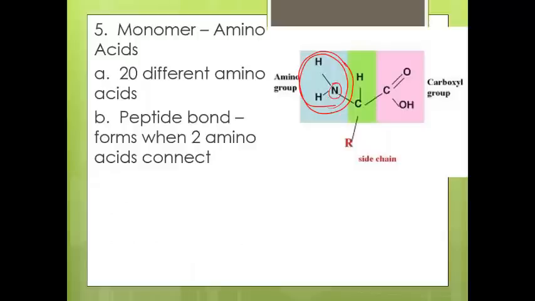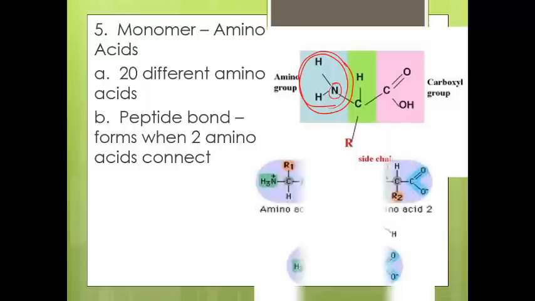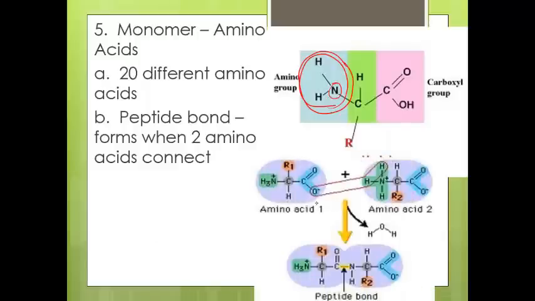Now, when two amino acids are going to connect together, they form what we call a peptide bond. And you can see dehydration synthesis at work here as well. An oxygen and two hydrogens are being removed, and that creates this bond here that they've labeled a peptide bond. And you also have the water, so we have the dehydration synthesis.